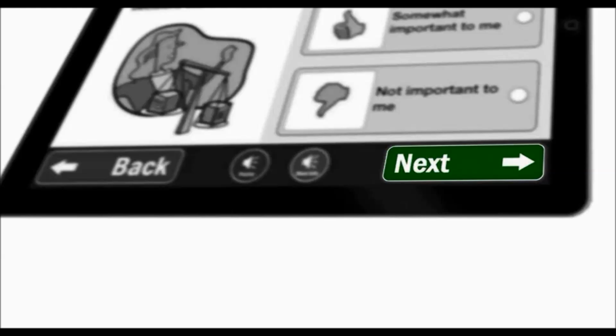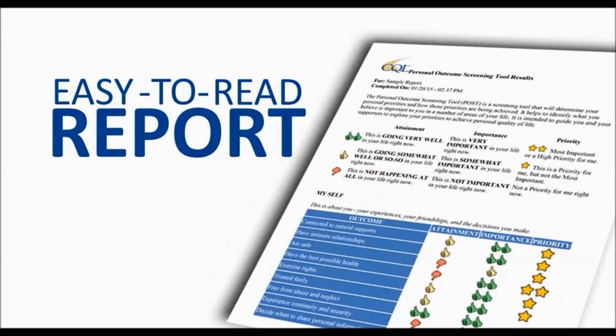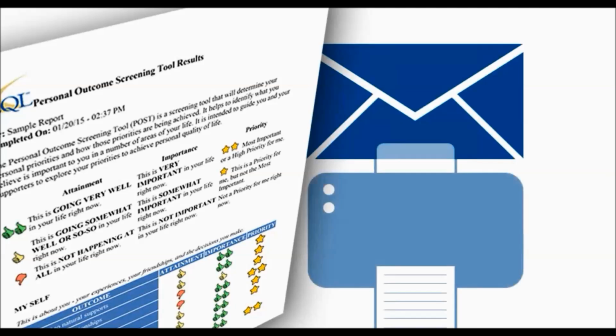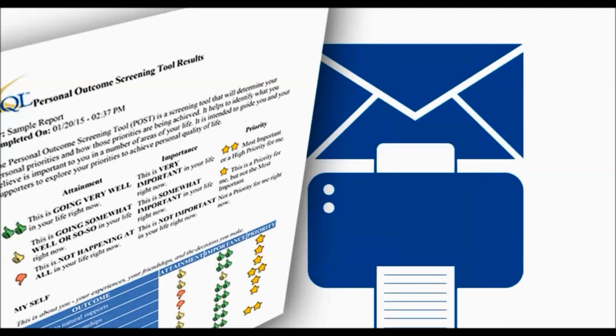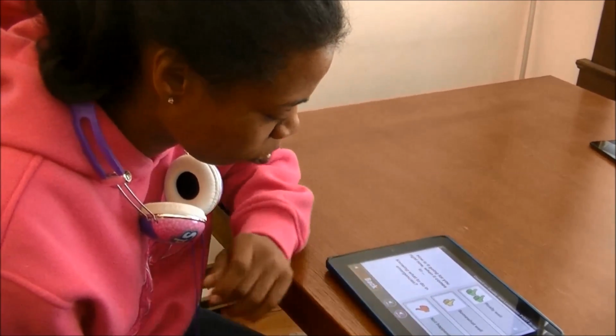The results are summarized in an easy-to-read report. If the person has an email address, the results will be emailed directly to them. The results can also be printed and given to the person. POST results can be very useful when planning for services and supports.